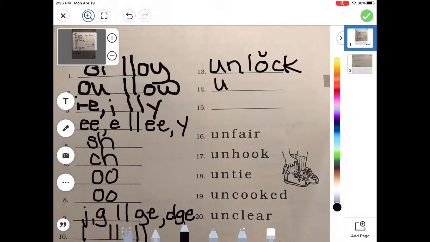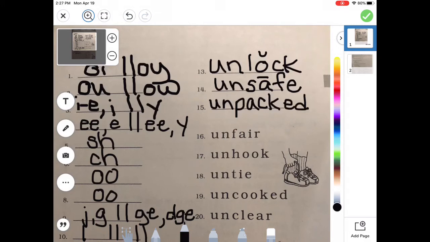How about unsafe? Unsafe. Well, I've got that UN again for un, then safe. S-A. Long A, and then F. But to make it a long A, what does it need to have at the end? An E. Good job. Unpacked. Unpack. So un, that's right, U-N, packed. P-A-C-K. So after that short A, it needs to be C-K and then unpacked. So it sounds like a T sound, but look, it's that E-D because it's already happened, okay?